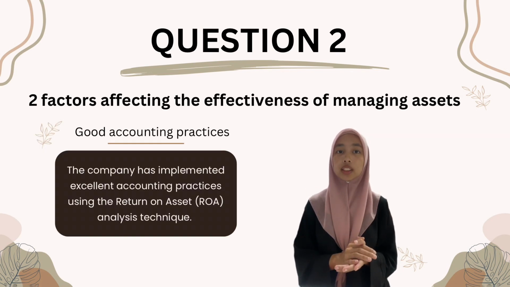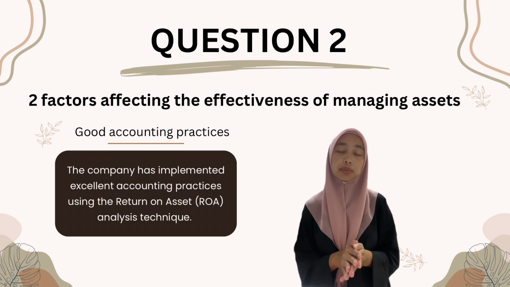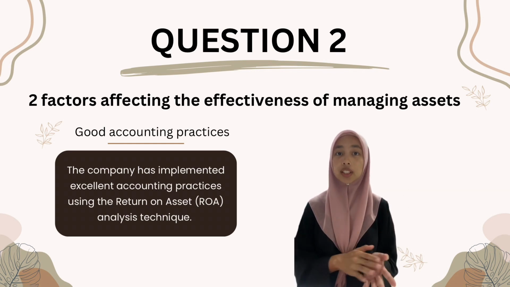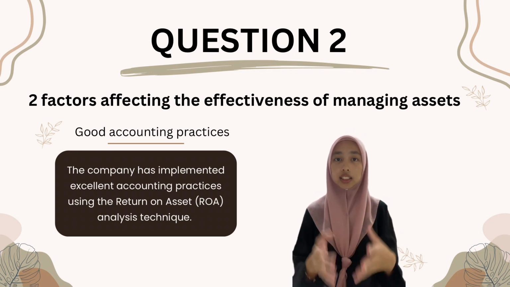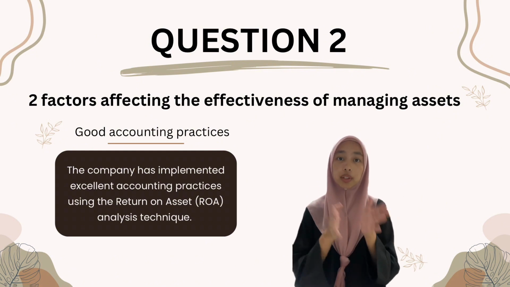So some of the factors that affect the effectiveness of the company in managing its assets is good accounting practices. The company has implemented excellent accounting practices in managing the company's assets. For example, using the return on assets ROA analysis technique, this analysis is done to assess how efficient the company is in managing its assets to produce enough profits within a period of time.